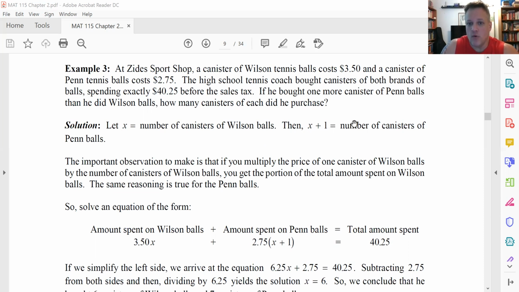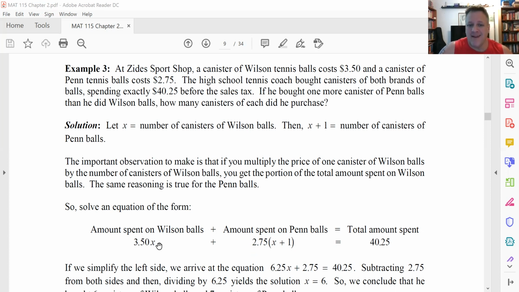Notice we don't know either of these, but we do know how they're related. And they're both in terms of the same variable. That's important. Okay, so now what we want to do is find what X is. Well, to do that, we have to use the other information in the problem, namely the cost of each canister per brand, and the total he spent.